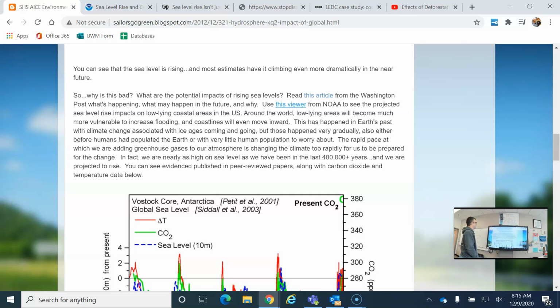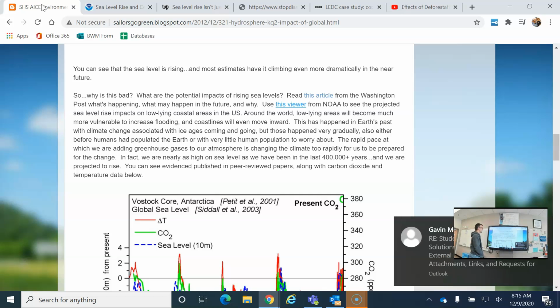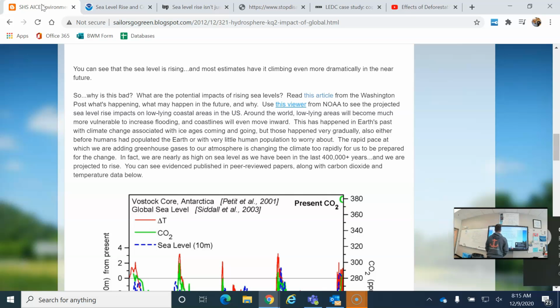Okay, around the world, low-lying areas, what's going to happen because of sea level rise? They're going to become more vulnerable to increased flooding. Coastlines move inward. This has happened in Earth's past with climate change associated with ice ages coming and going.